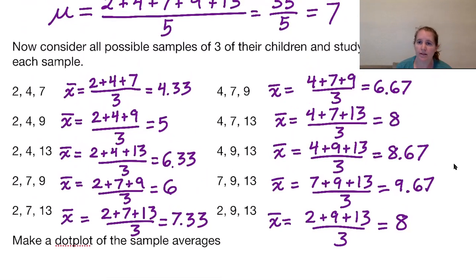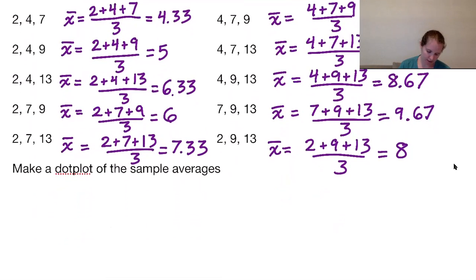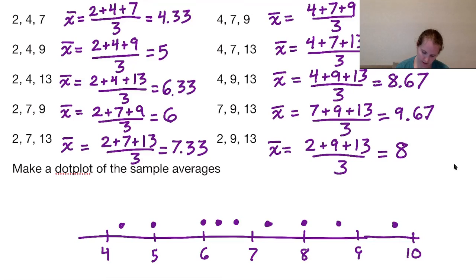So from here, we are going to make a dot plot. So the smallest we went was 4.33. The largest we went was 9.67. So let's do 4, 5, 6, 7, 8, 9, 10. So we had 4.33, 5, 6.33, 6, 7.33, 6.67, 8, 8.67, 9.67, and another 8.